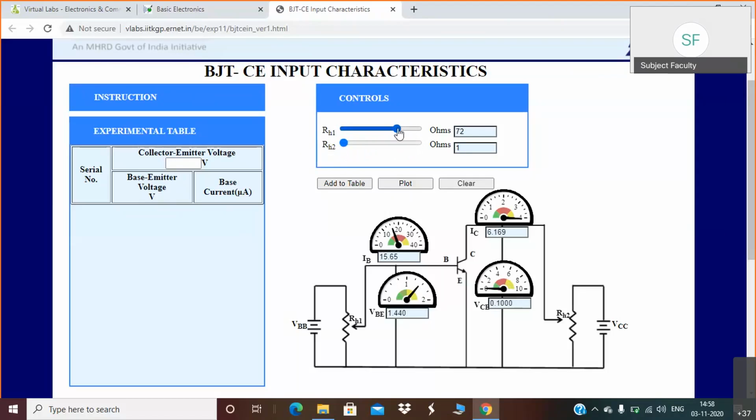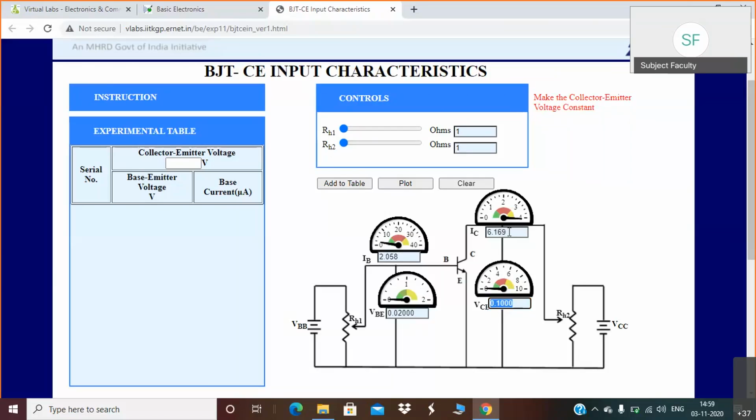So what you have to do, you have to again first, here you can observe it is said to make the collector emitter voltage constant. While discussing input characteristics, I have told you that whenever you are working on input characteristics, the output parameter, that is collector to emitter voltage, should be constant. So now this is collector to emitter voltage.